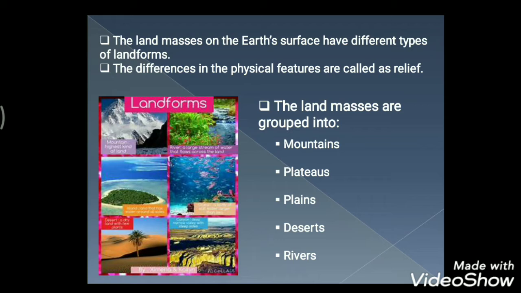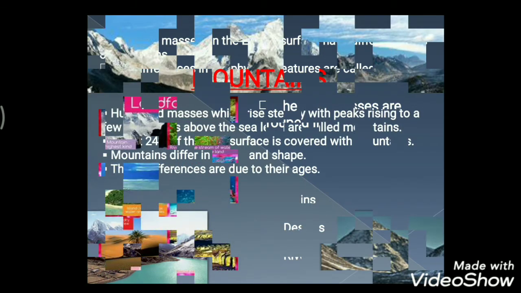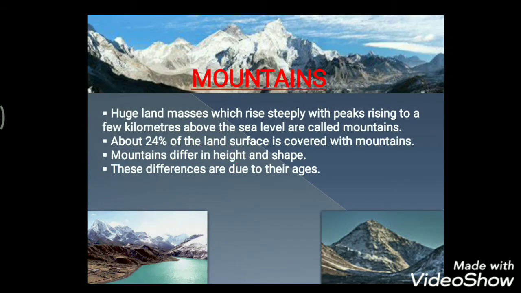Okay, now let's talk about the mountains. We all know the mountains are huge land masses which rise steeply with peaks rising to a few kilometers above the sea level. About 24% of the land surface is covered with mountains. Just imagine, out of the 29% of land that we have, 24% of the land surface is covered with mountains.